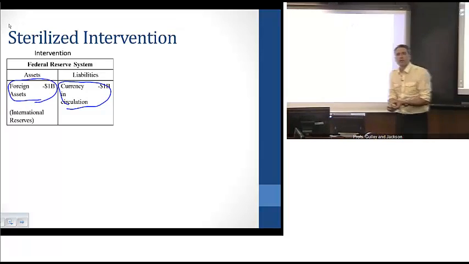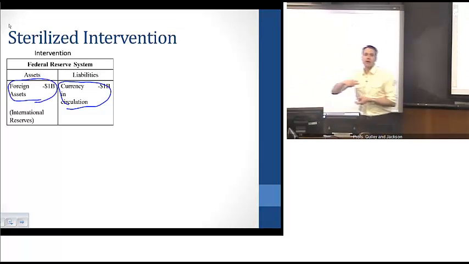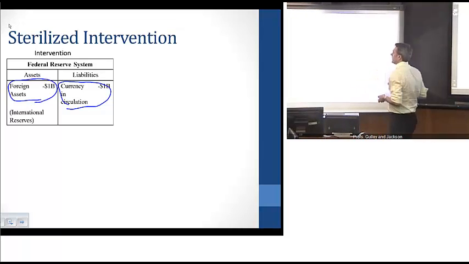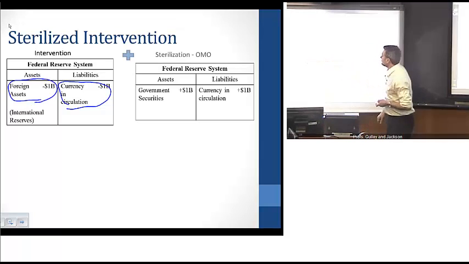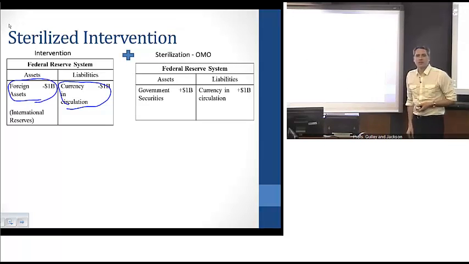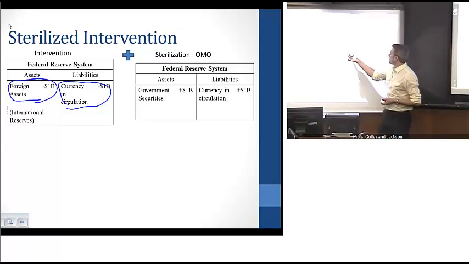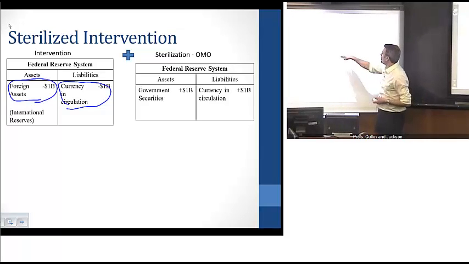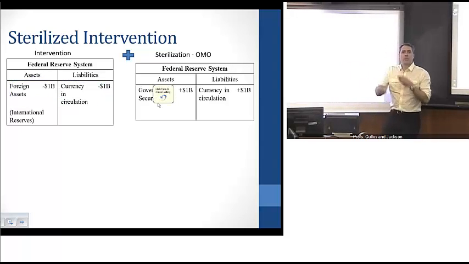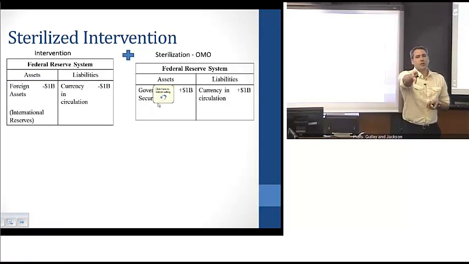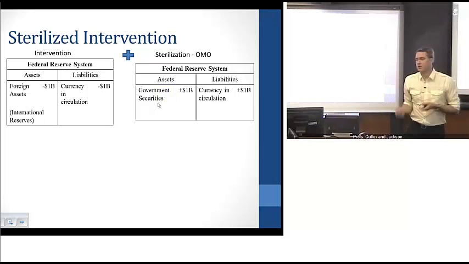So it's drawing down its international reserves and using that to buy up dollars that are floating out there. That in and of itself is going to reduce the monetary base. Now let's look at the sterilization process. The sterilization process is the central bank conducts an open market purchase of securities. So the Fed is buying $1 billion worth of government securities. That process is injecting $1 billion of either currency or reserves into the banking system.